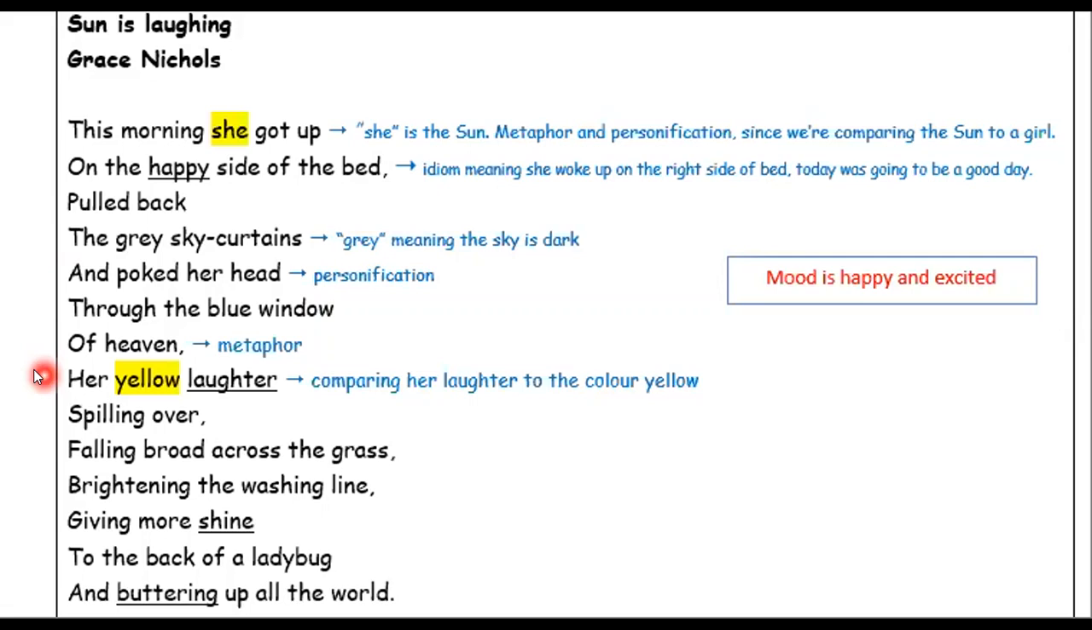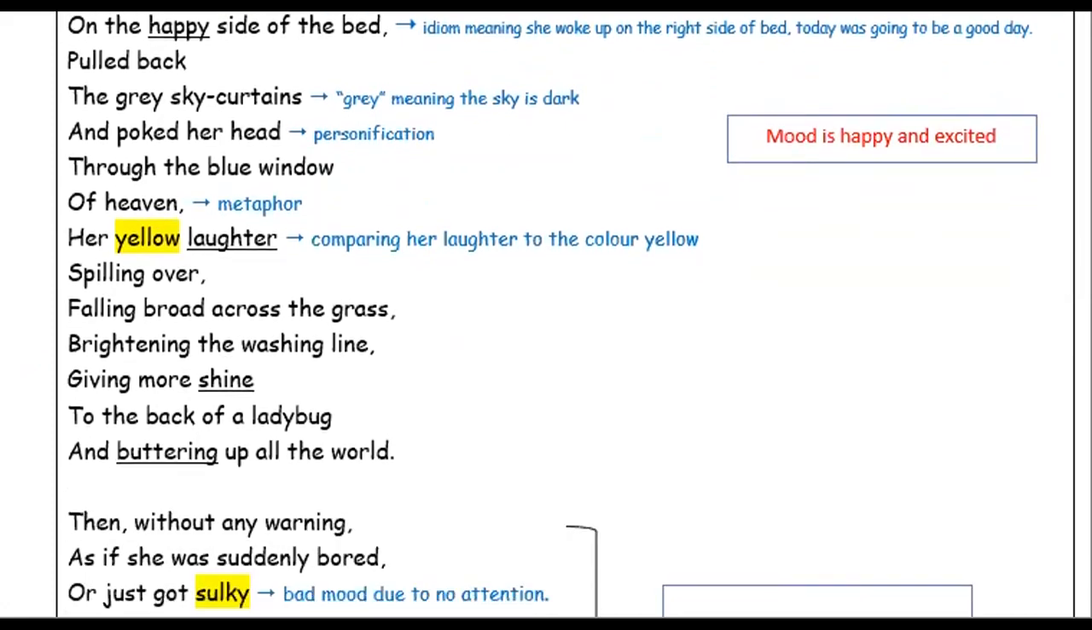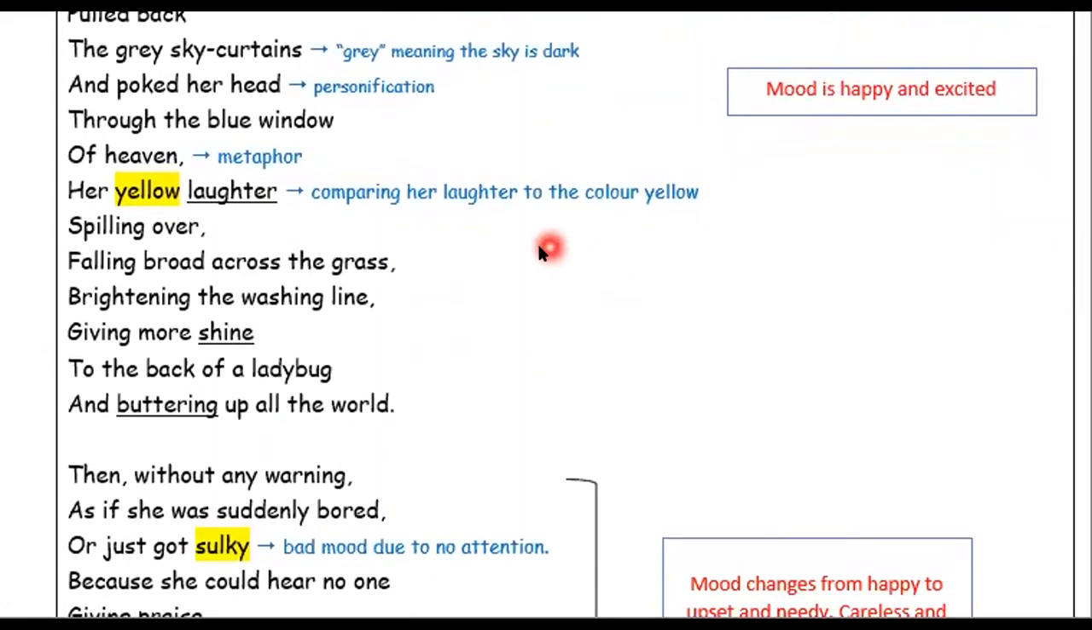So guys, here we're comparing her laughter, the sun's laughter, to be yellow, right? And this is interesting because the sun's rays is yellow. So when the sun opens her metaphorical mouth, she's releasing light. And what does this light do? It spills over and falls across the grass, brightens the washing lines, gives shine to the back of a ladybug, and butters up the world.